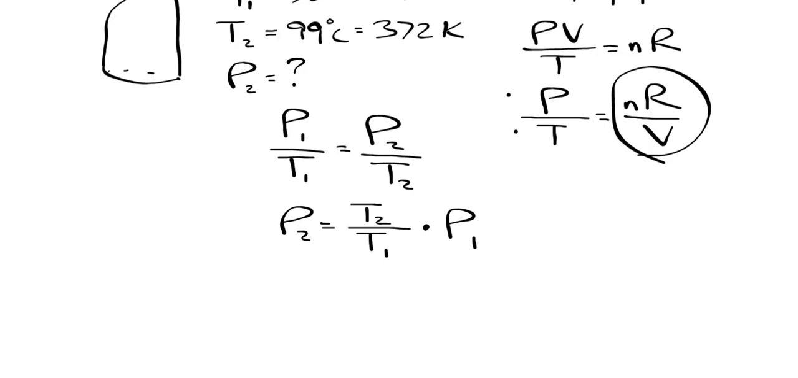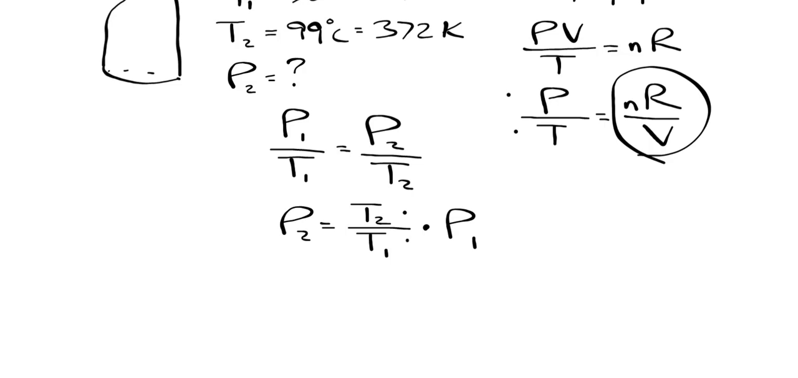Now the reason I write it this way is I just want you to see that there's a ratio of temperatures multiplied by original pressure is going to give us the new pressure. And that has to also work out unit-wise, because a temperature over a temperature is going to cancel out the units, and we're left with the units of pressure.